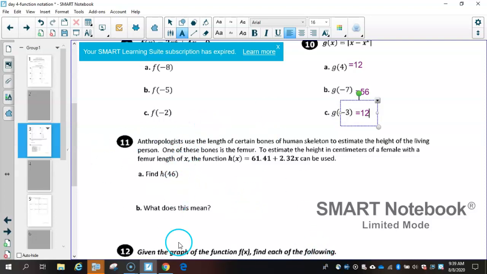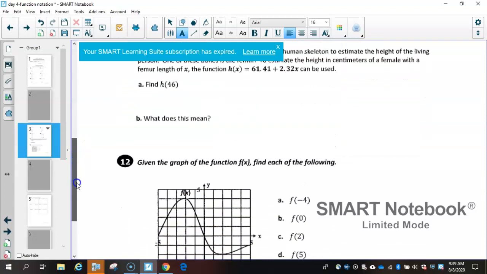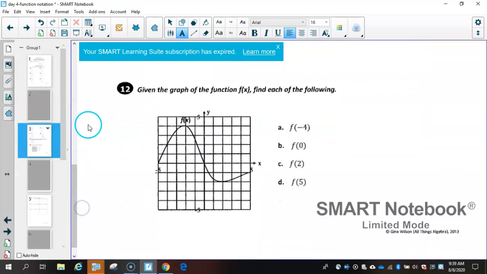We are not going to go over 11, but I would like you to try it, and if you have any difficulties or have questions, message me and we can work through it together. I do want to talk about 12. I know I said that you could use the graph.